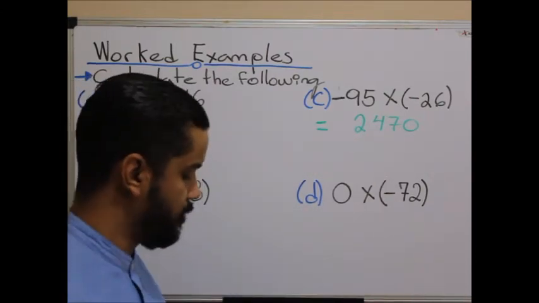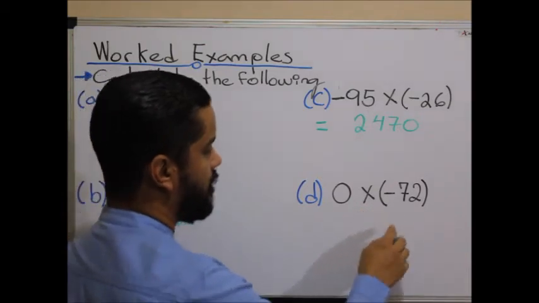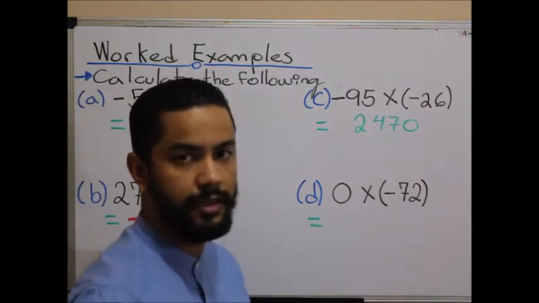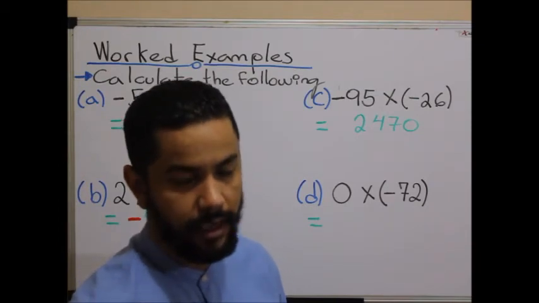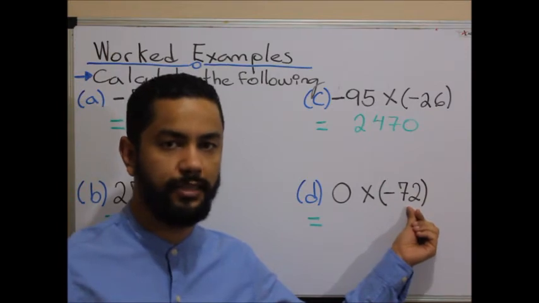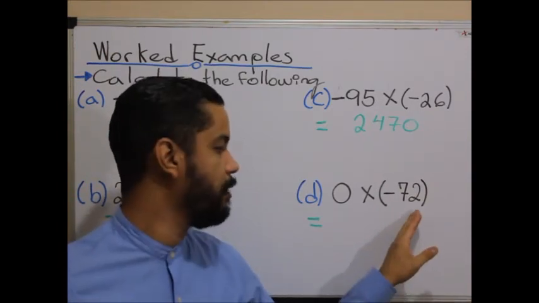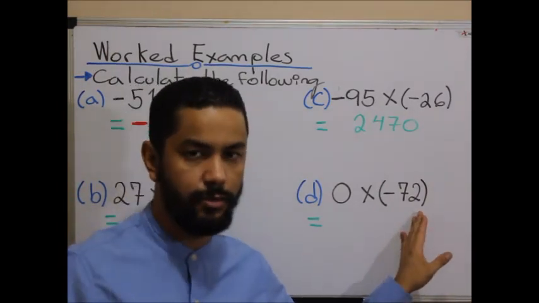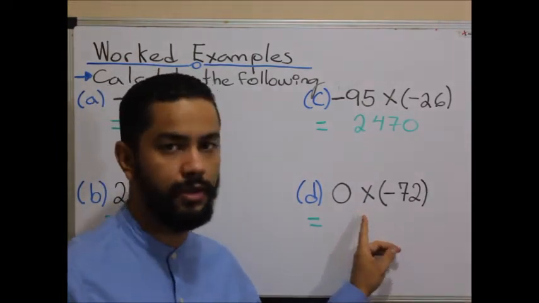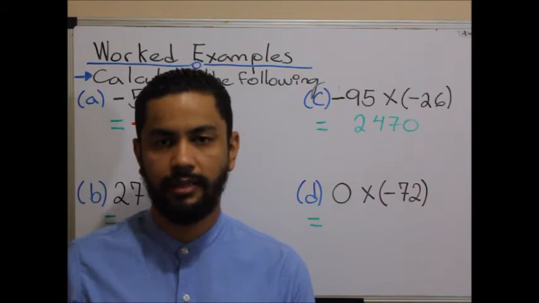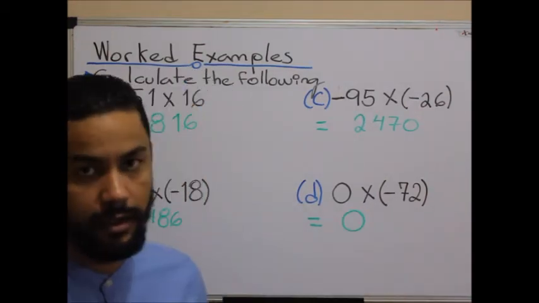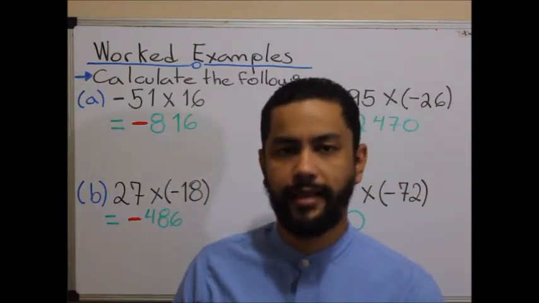And the last one, we're having 0 times negative 72. 0 times 72 will be 0. And it doesn't matter how small this number can be or how large it can be. If we multiply any number by 0, the answer will always be 0. So here we're going to have 0. Okay, now I will give you time to copy that.